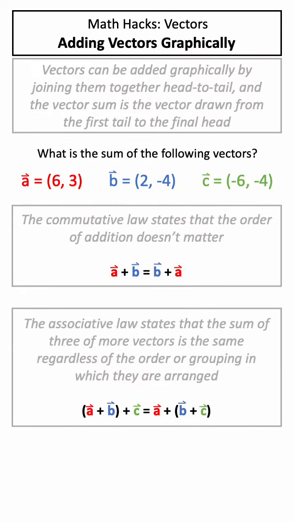There are two laws we can use to help us add vectors. The first is the commutative law, which states that the order of addition doesn't matter. The second is the associative law, which states that the sum of 3 or more vectors is the same regardless of the ordering or grouping in which they're arranged.